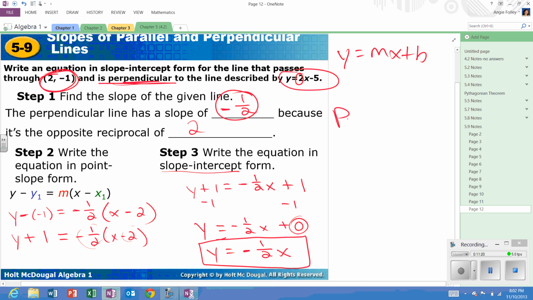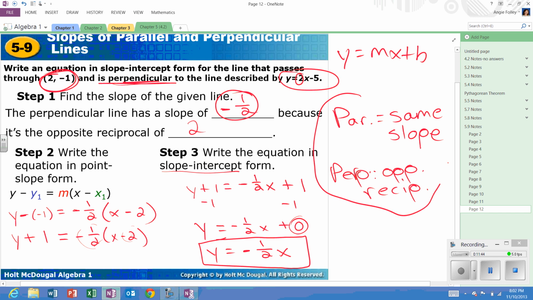So again, you guys, parallel lines have the same slope, and perpendicular lines have opposite reciprocal slopes. So other than that, we're just using our point-slope form and our y equals mx plus b form, our slope-intercept form, to solve new equations. The only new information is this perpendicular and parallel slope, and that is all.